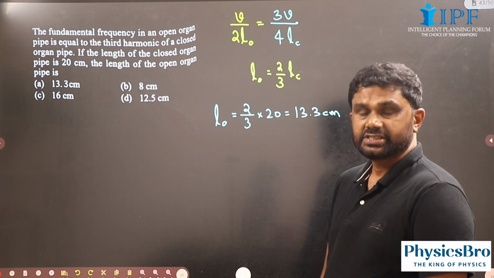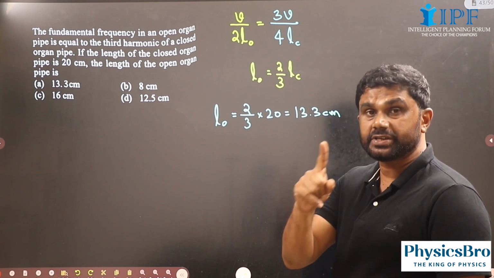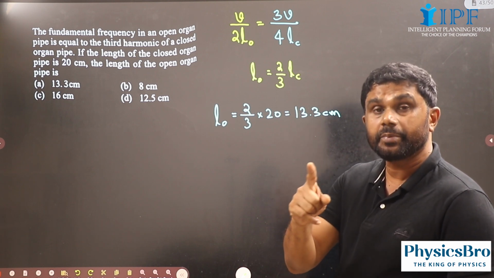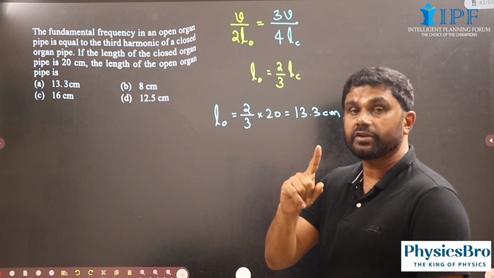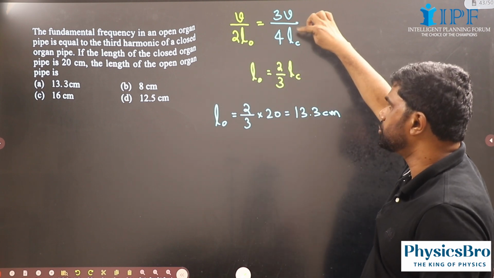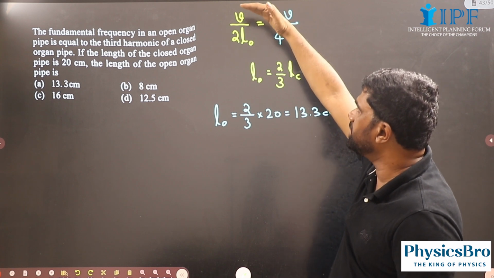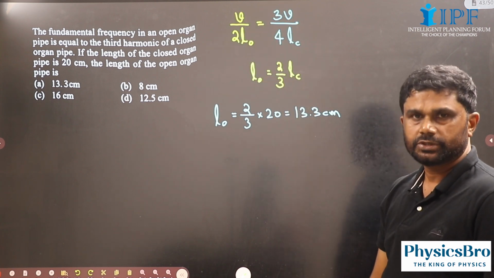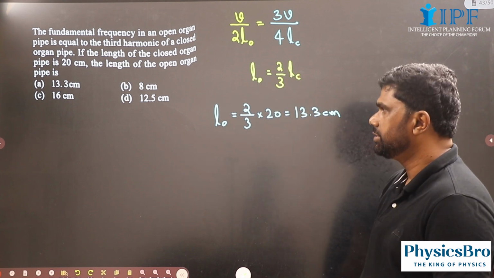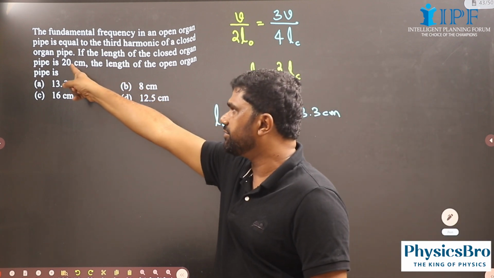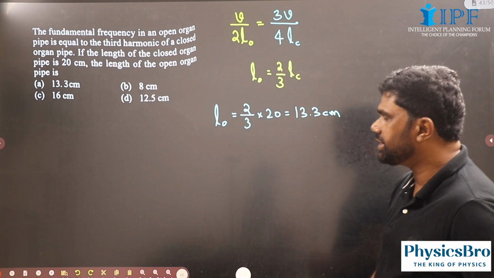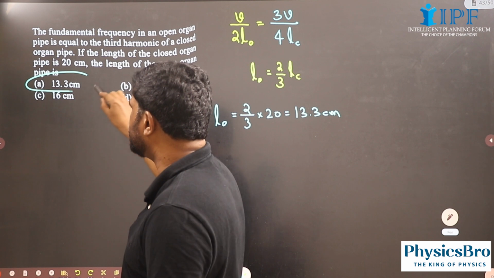Now the fundamental frequency in an open organ pipe is equal to the third harmonic of a closed organ pipe. See, fundamental frequency of an open pipe is V by 2L, and fundamental frequency of a closed pipe is V by 4L, and its third harmonic will be 3V by 4L. So 3V by 4L for closed, LC. Fundamental frequency of open is V by 2LO. These two are equal, so we will get LO equal to 2 by 3 LC. Length of the closed pipe is given as 20 centimeter, so 2 into 20, that is 40, divided by 3, that will be 13.3 centimeter.